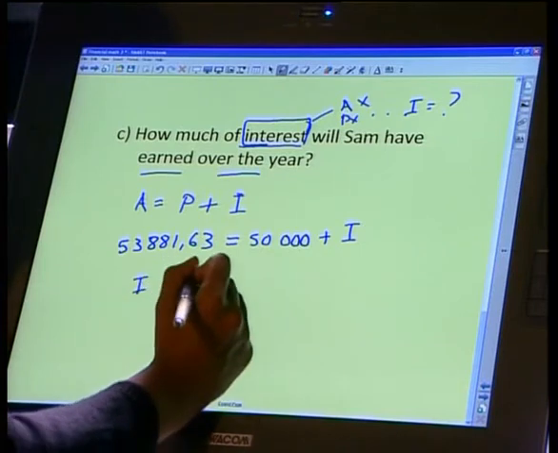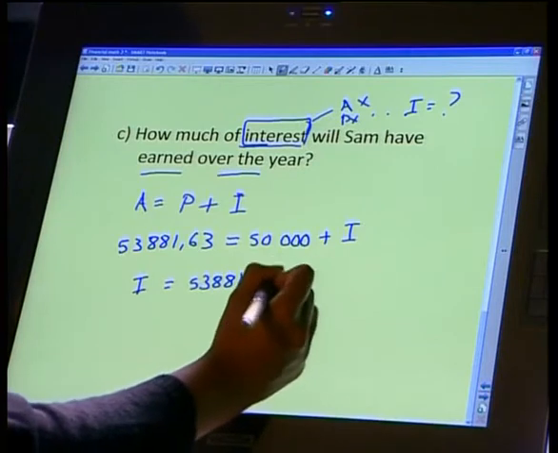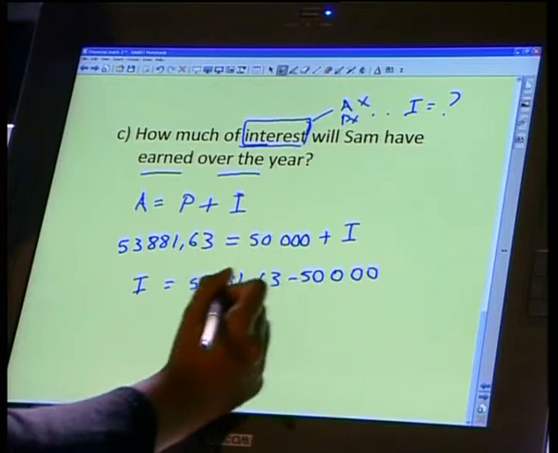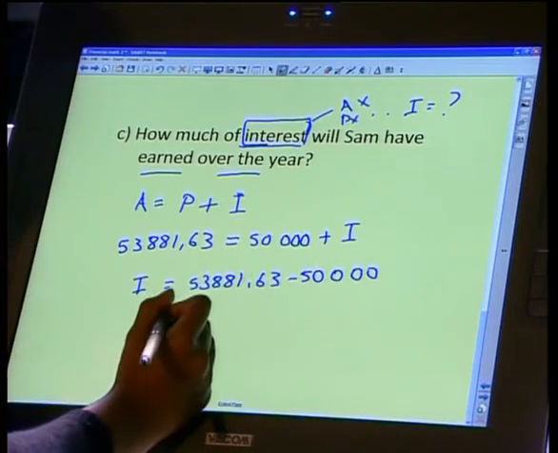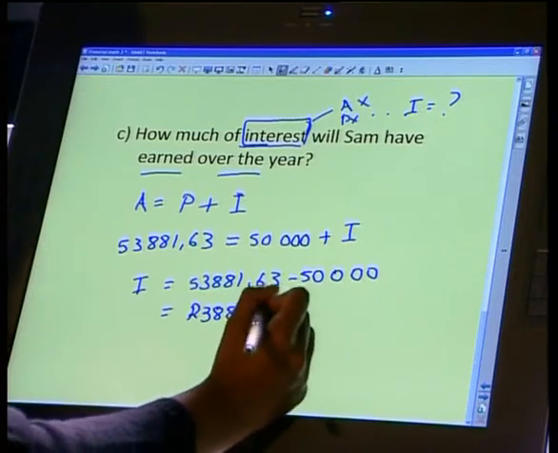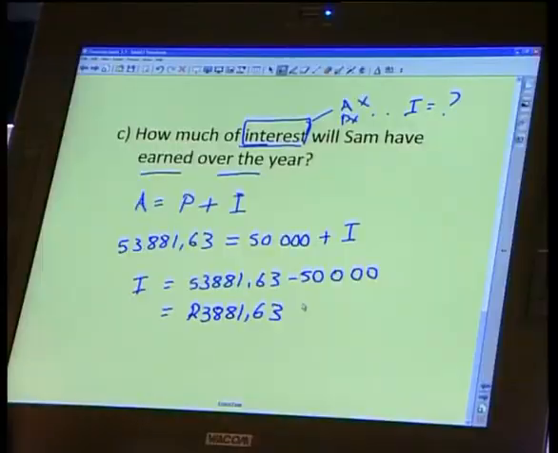So the amount of interest that's added, we subtract 50,000. So 53,881 minus 50,000 will give me an answer of 3,881 Rand and 63 cents. So therefore, over this year, using an effective interest rate of 0.625% per month, he manages to earn interest of 3,881 Rand and 63 cents.